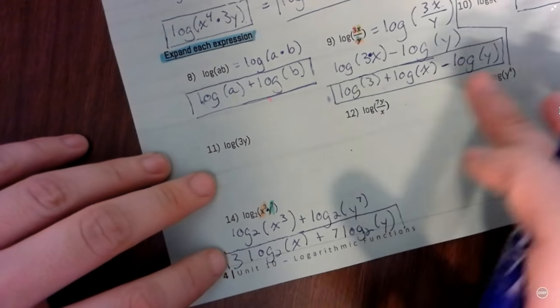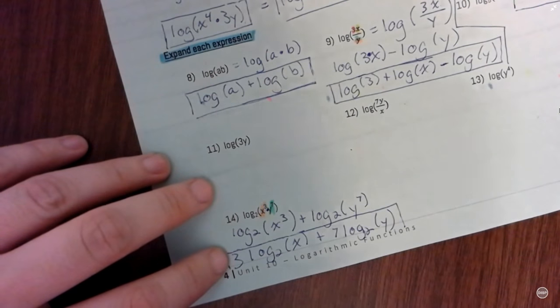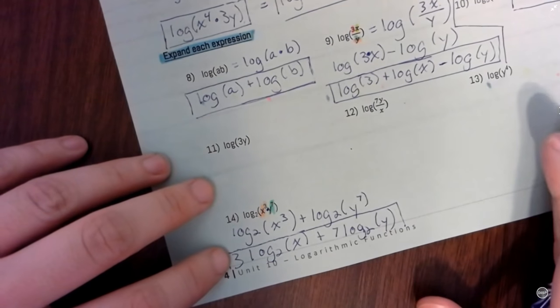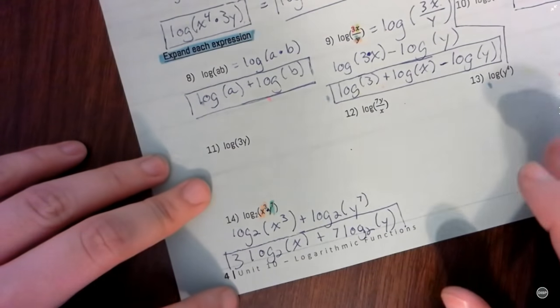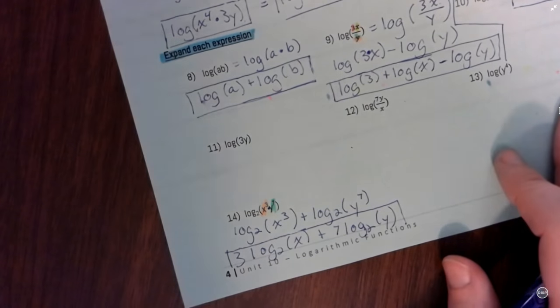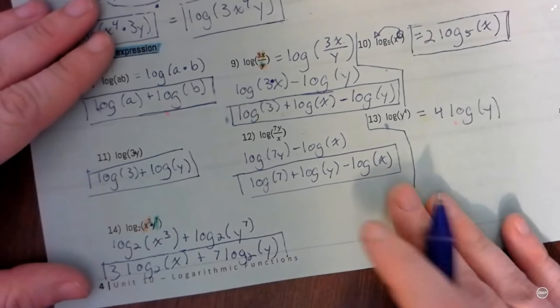So try 11, 12, and 13. See if you can get them right. And on the assignment, I will likely definitely have small group for this assignment afterwards. But try 11, 12, and 13.